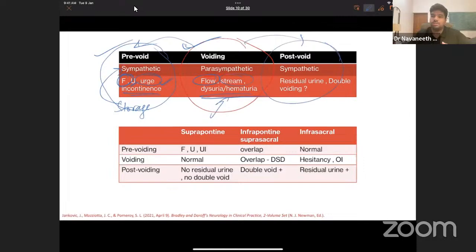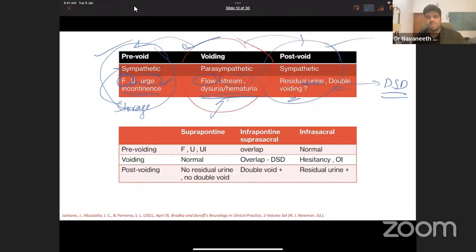Then you have post-void symptoms, which is the next cycle, which is again storage. It goes back to storage, which is residual urine or double voiding, which is basically a symptom of DSD. So all these symptoms come up in the next cycle of storage, which is post-voiding. So here you're going to ask these questions. This table will represent what questions to ask, whether he's going to have a prominent pre-voiding problem or a voiding problem. If he's having a predominant voiding problem, it's a parasympathetic issue.